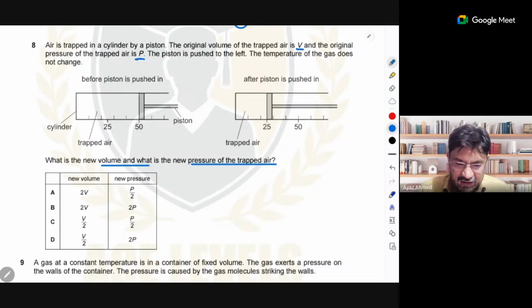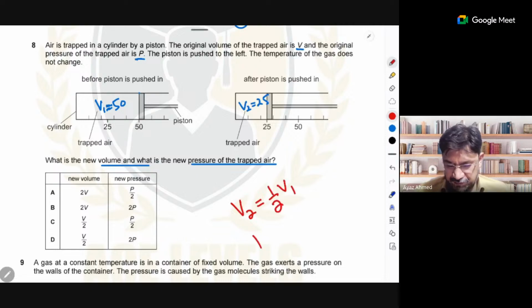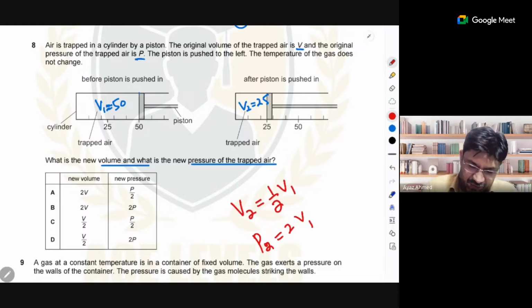So did you notice V1 is 50? Am I right? So what is V2? 25. So V2 is halved. If V2 is half, what about the pressure? Pressure will be double, right? Because the trick is, if V2 is half of V1, P2 will be twice of P1. Is this clear? So the new volume is V by 2 and the new pressure is 2P. Is this clear?